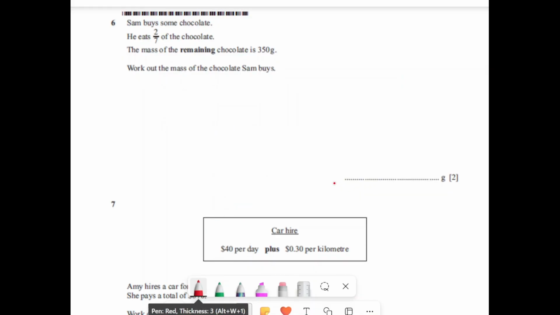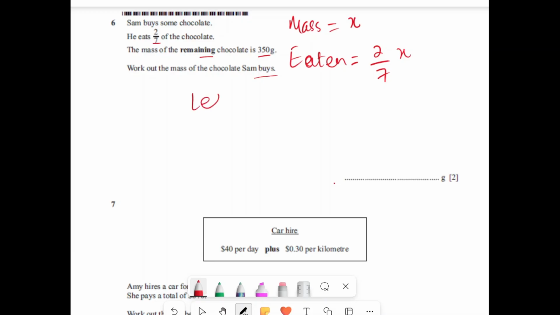Next question is question number 6. Sam buys some chocolate. He eats 2/7 of the chocolate. The mass of the remaining chocolate is 350 grams. Work out the mass of the chocolate Sam buys. Let's say the mass of the chocolate Sam buys is X. Total mass is X. 2/7 of the chocolate is eaten. So the mass of the chocolate that is eaten will be 2/7 X. So the leftover mass is 350 grams, which is the total mass X take away the eaten mass 2/7 X, and it is equal to 350.